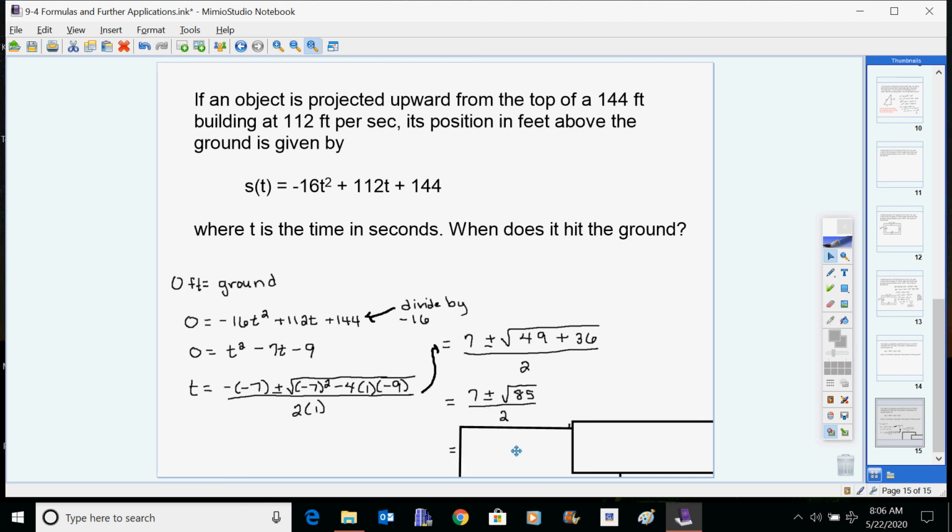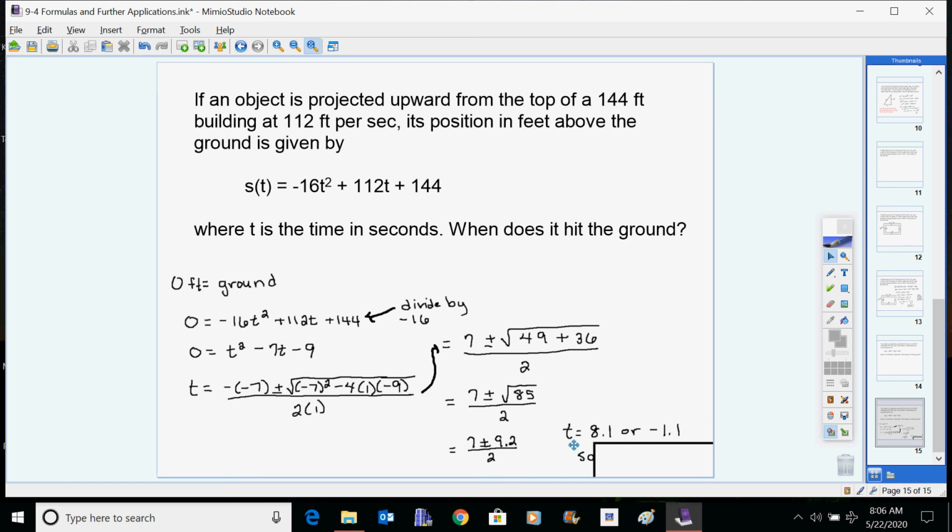And then 7 plus the square root of 85, or 7 minus the square root of 85. This is where you could use your calculator to get about 9.2. And so once you've got that 9.2, 7 plus 9.2 is 16.2, divided by 2, which is 8.1, or 7 minus 9.2, which would give you negative 2.2 over 2, which is negative 1.1.